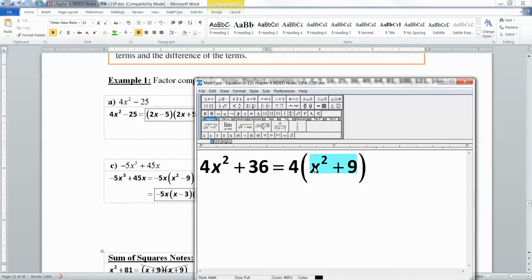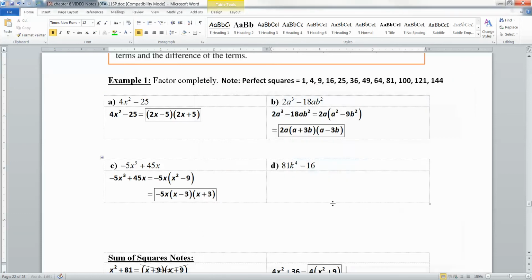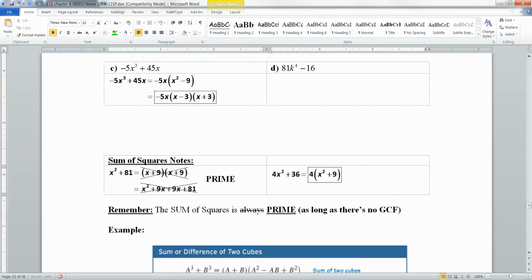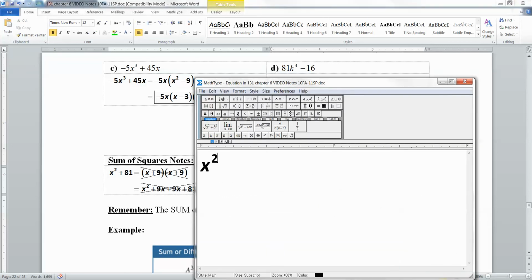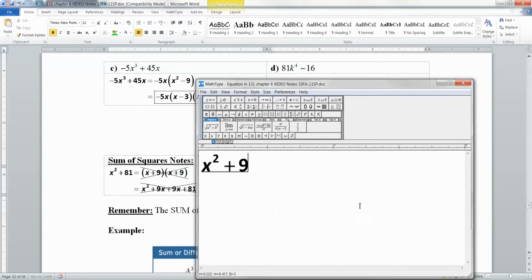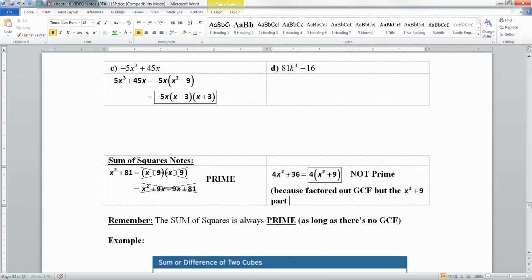Now this part here is a sum of squares, so that part of it is prime, but the actual problem itself isn't prime because you took out a GCF. Okay, so it's not prime because we factored out a GCF. The x squared plus 9 part is prime. Okay, everybody get what I'm getting at right down here?